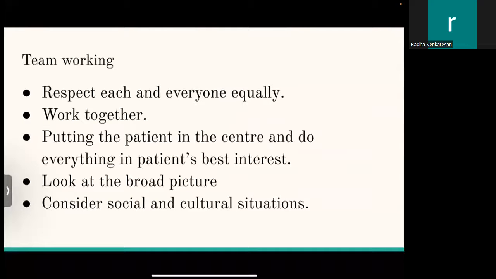Next comes a very important skill. As volunteers and in palliative care per se, team working is very, very important, because palliative care itself is a multidisciplinary, multimodal management.